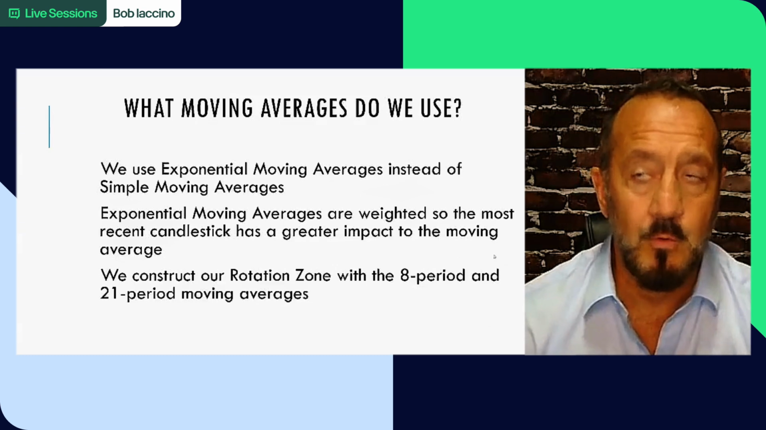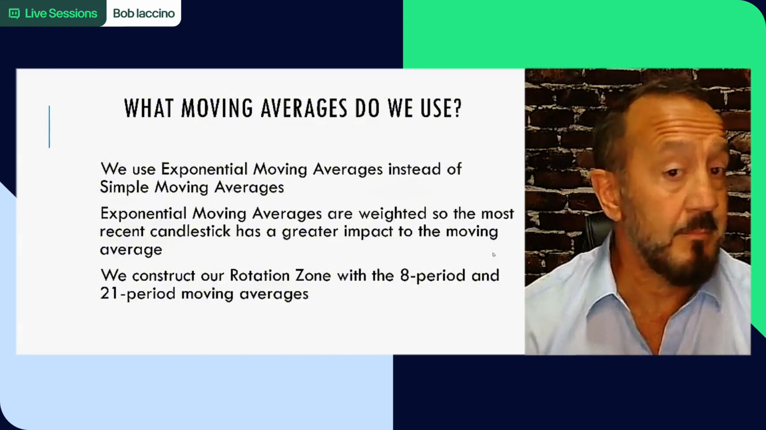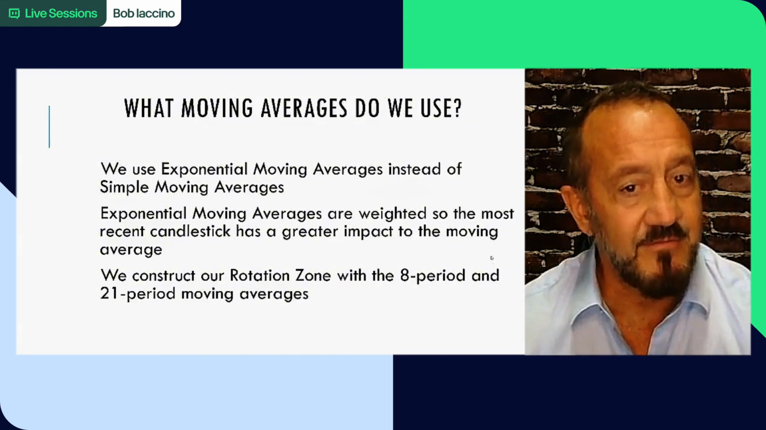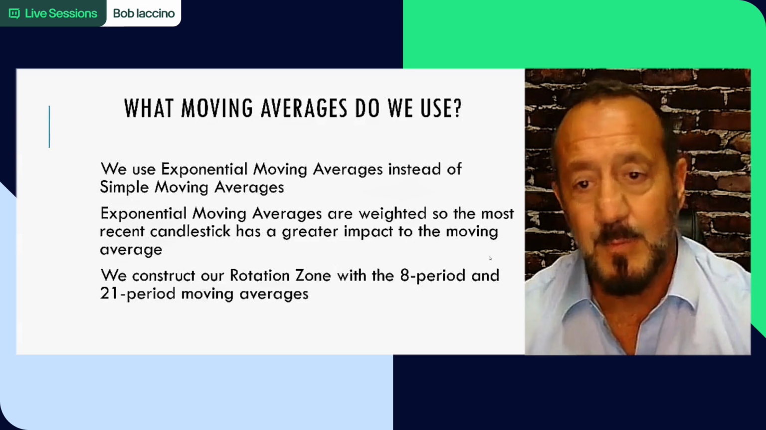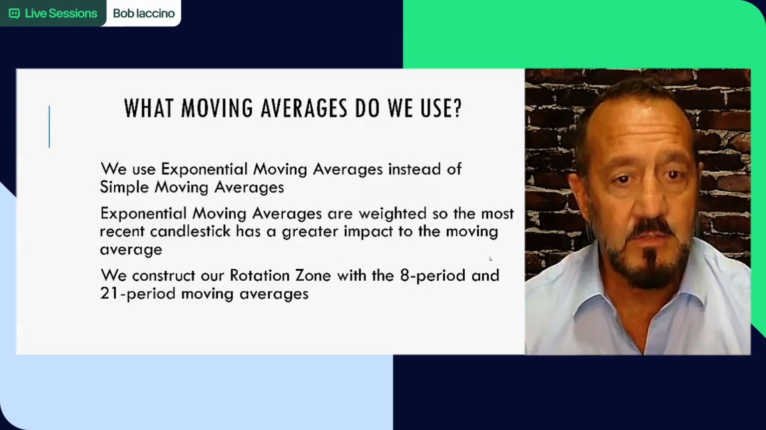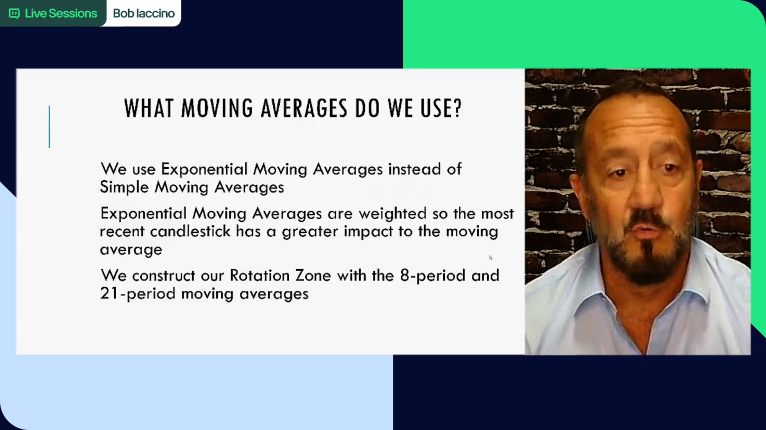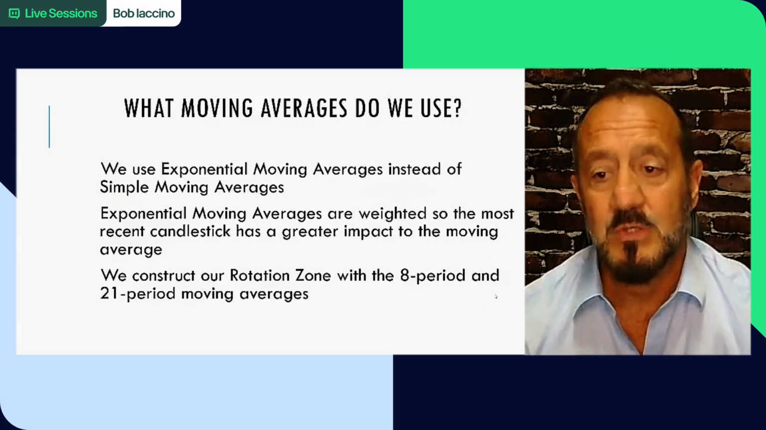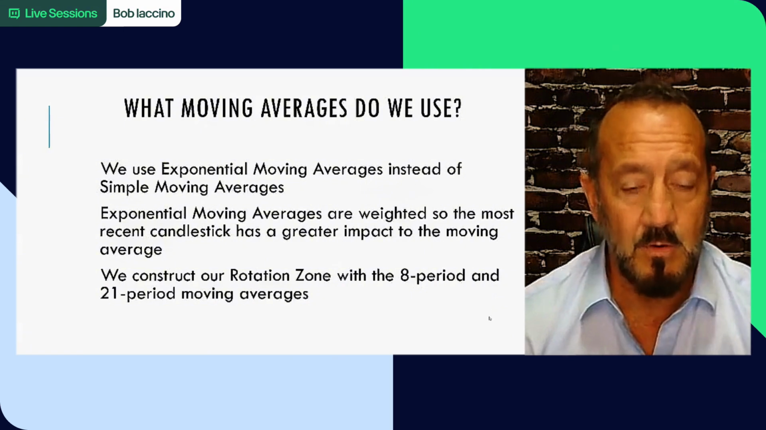Markets have very short memories. Okay, they remember stuff in the past, but they much more aggressively remember stuff in the recent past. And exponential moving averages are weighted, so the most recent price action has a greater impact on the moving averages. So in our rotation zone, we use an 8 period and a 21 period.